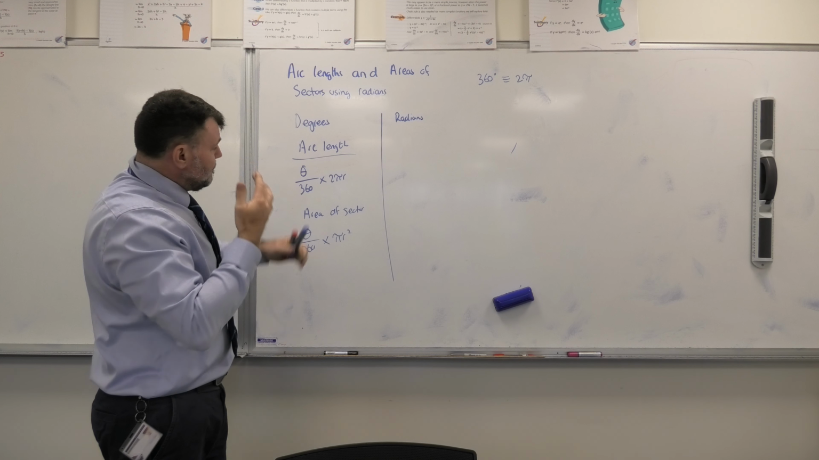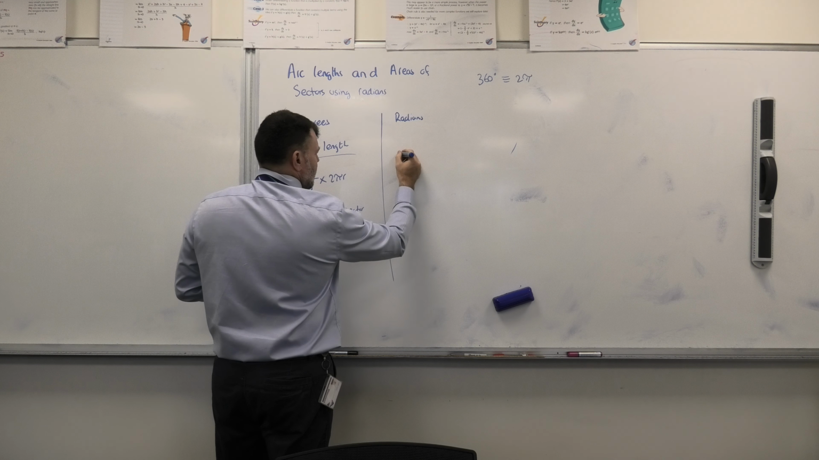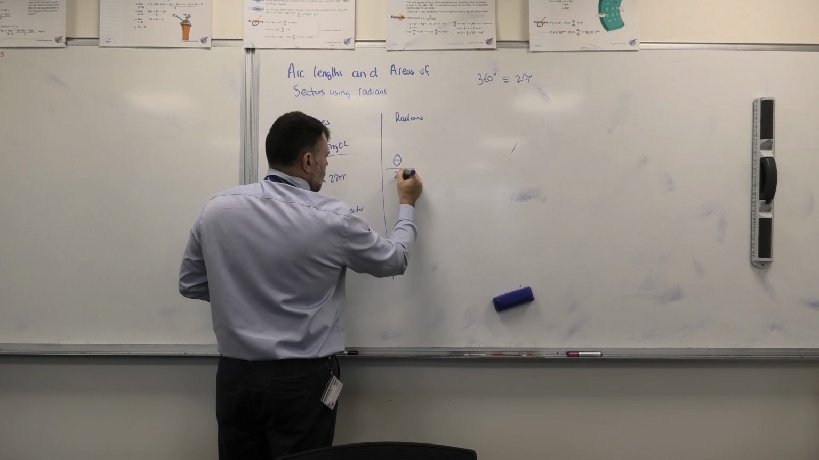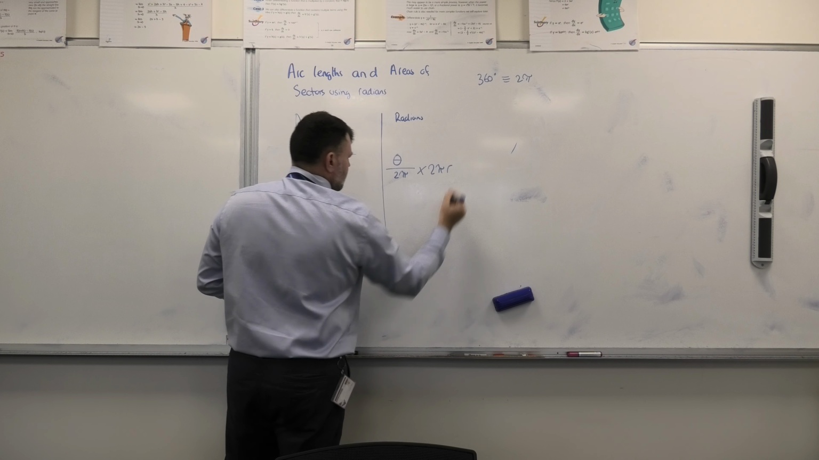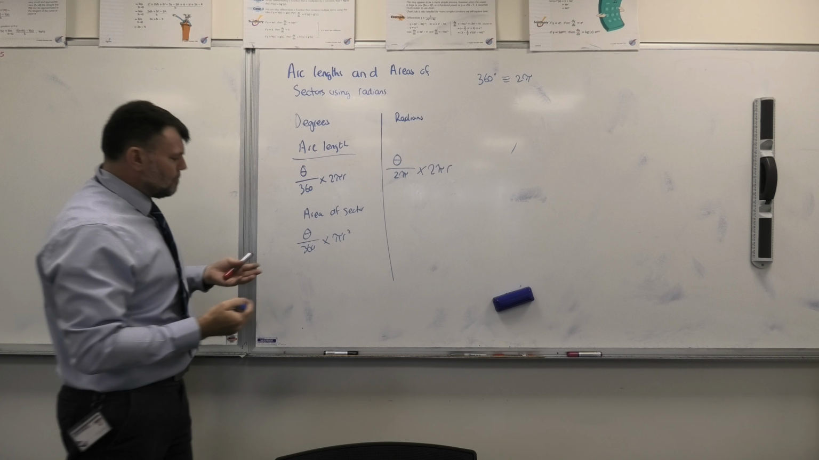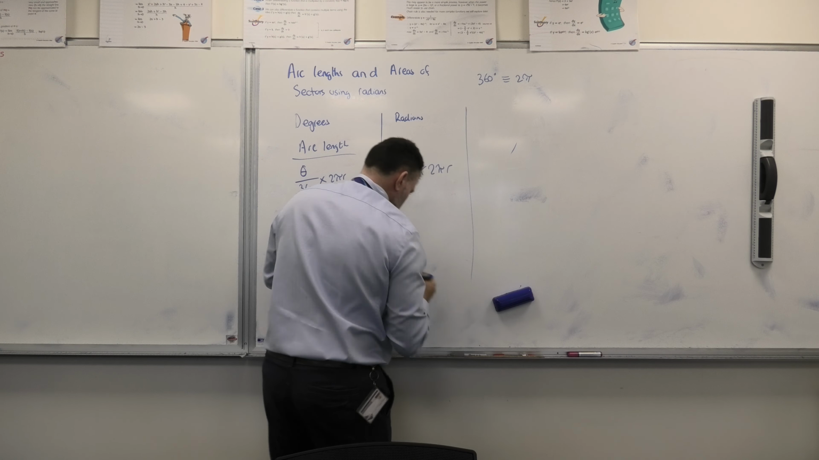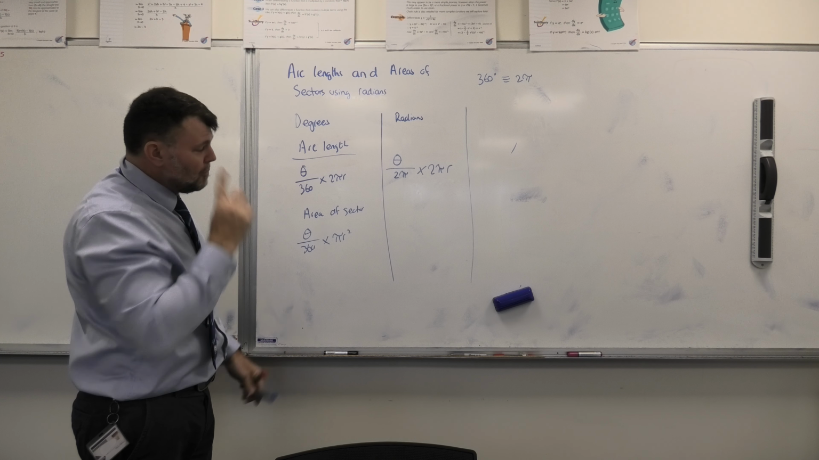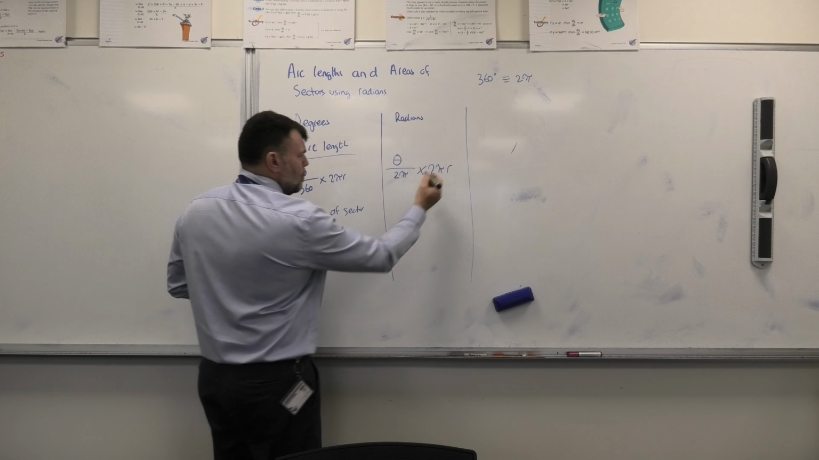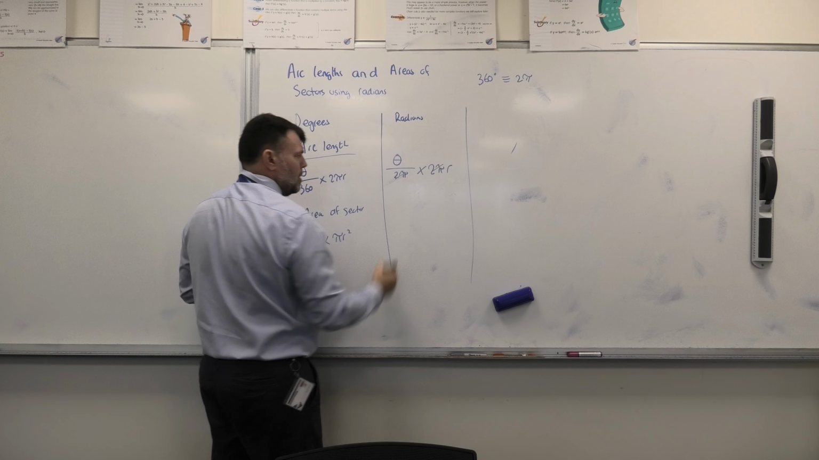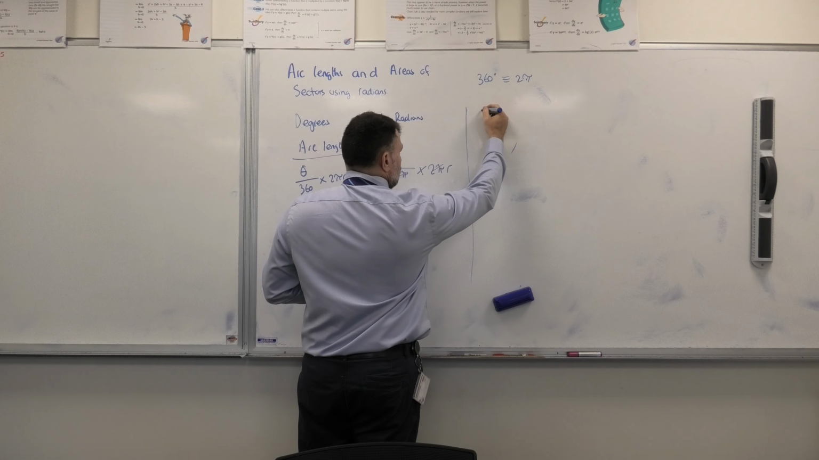So if 360 degrees is the same as 2 pi in radians, I could just rewrite this here as theta over 2 pi times 2 pi r. So now I've got everything in terms of radians. However, we have a shorter way of writing it. And how do we get that formula? Well, if we look at this, we can have 2 pi cancelling out, 1 dividing, 1 multiplying.